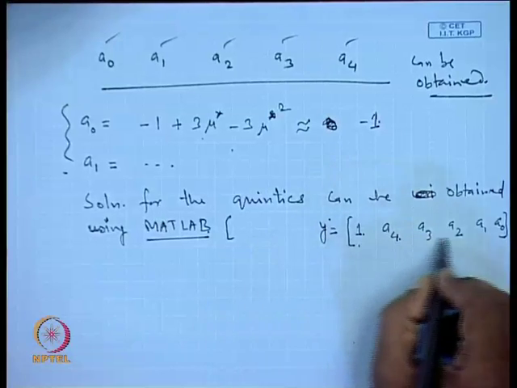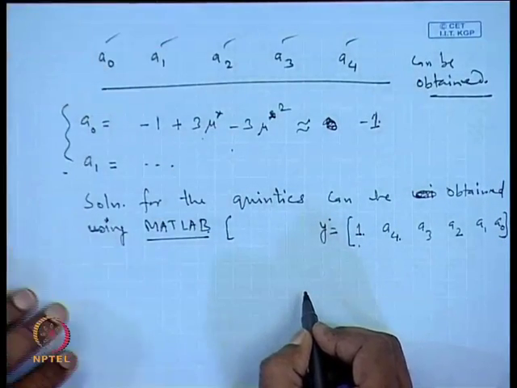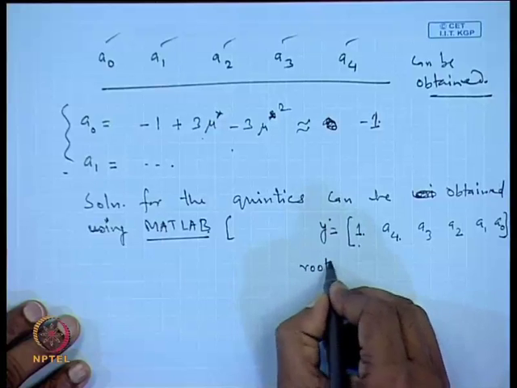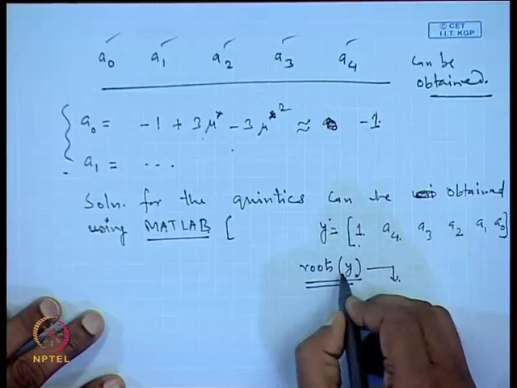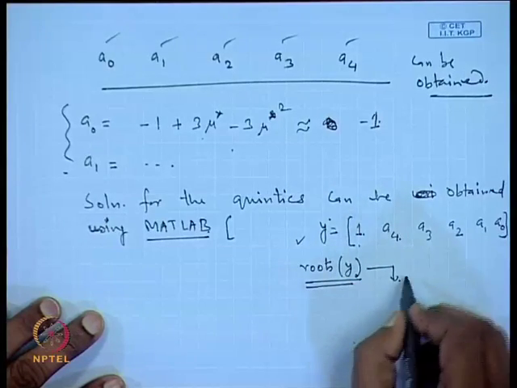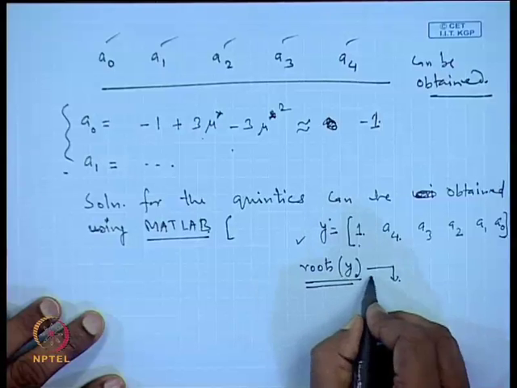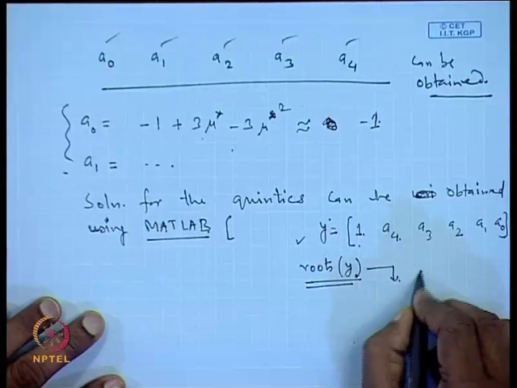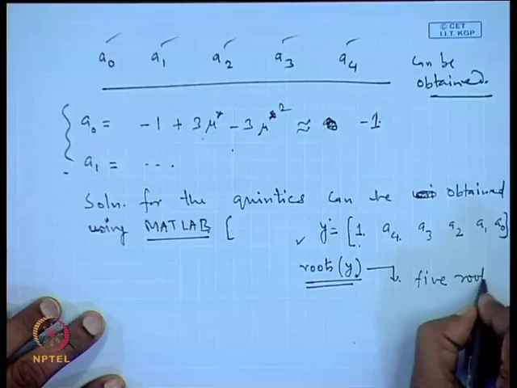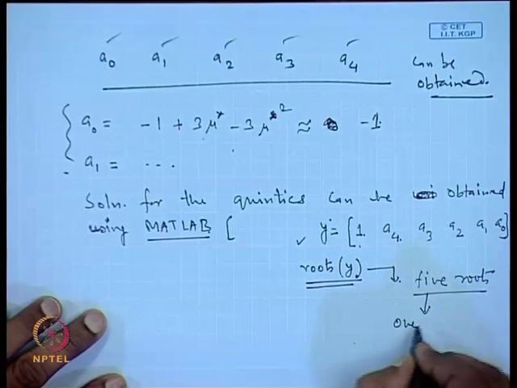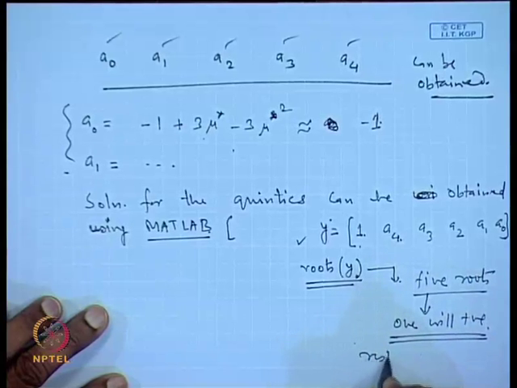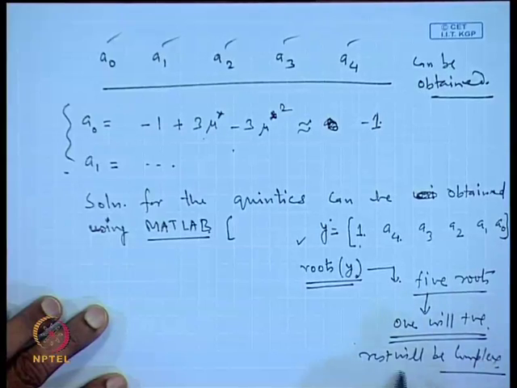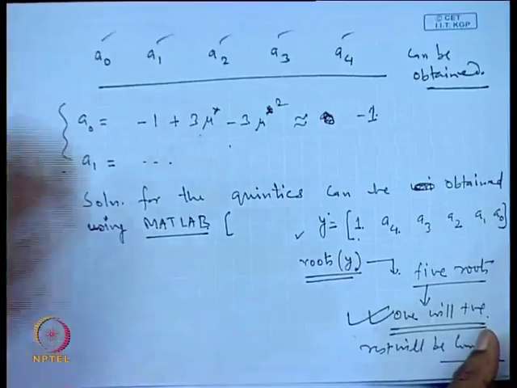This is the way of describing a polynomial in MATLAB, and thereafter you use the command roots y. This will give you the roots of the polynomial of the quintic, which is described by y. Once you get this solution, you will obtain 5 roots. Out of these, one will be positive and the rest will be complex. So, we reject the complex roots and accept only the positive root.